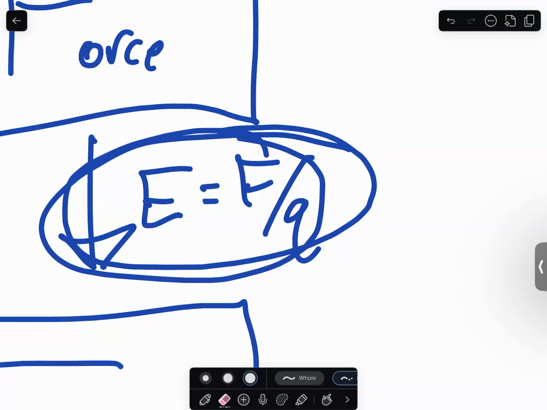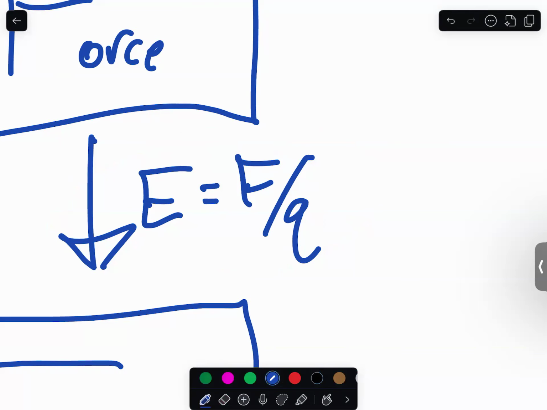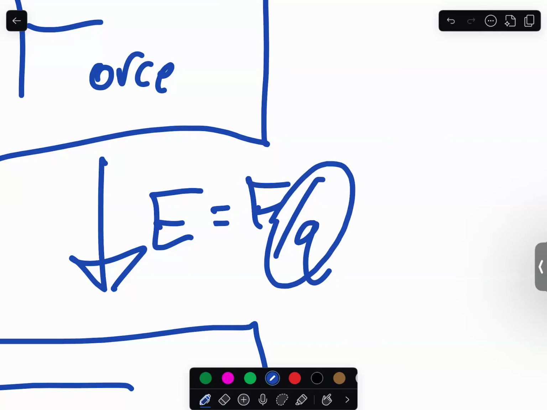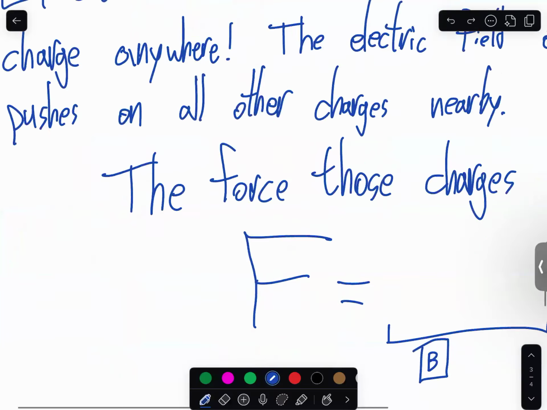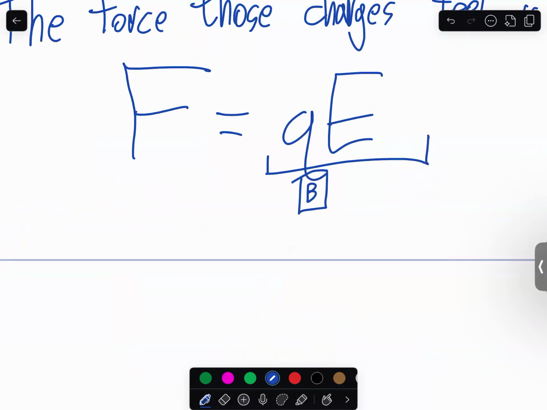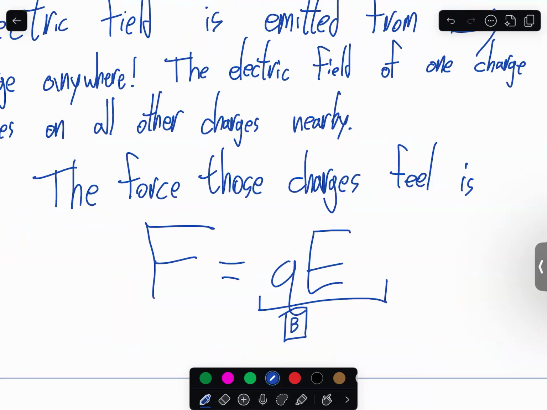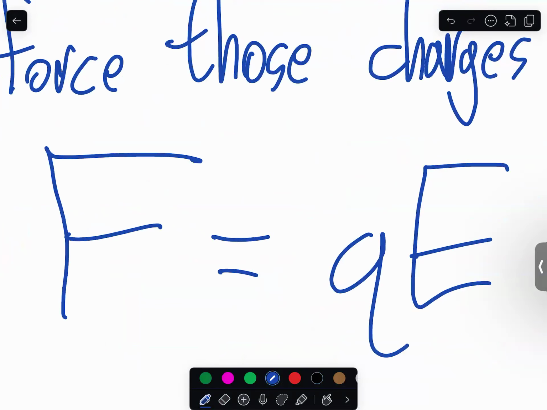Solve for force. The answer is, if I want to get force out of this equation, I need to eliminate the downstairs. How do I get rid of a fraction? I multiply both sides by the downstairs. If I multiply the left and right by Q, I get the force on an electric charge is the magnitude of charge there times the electric field.